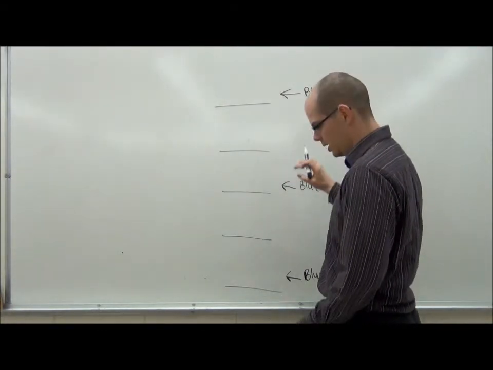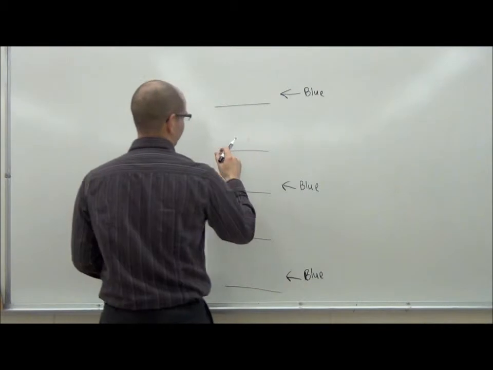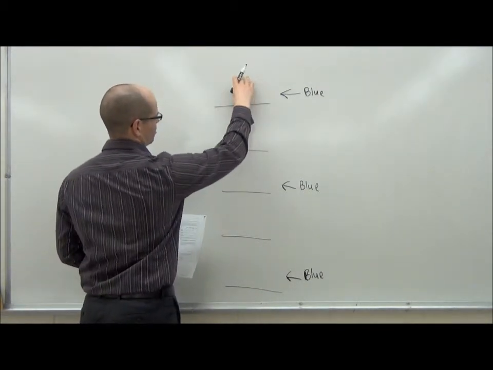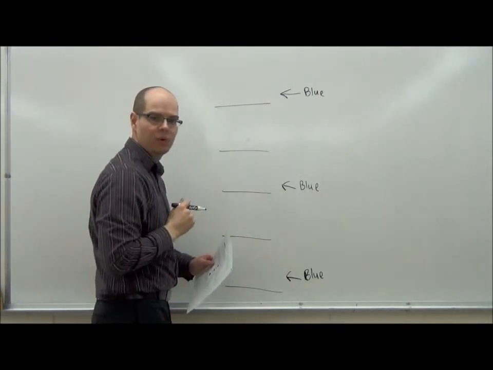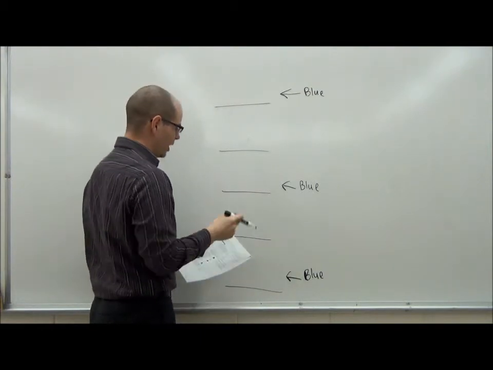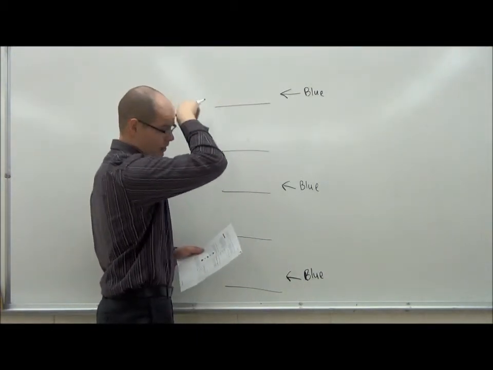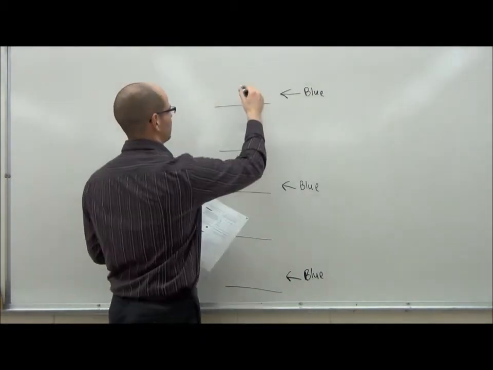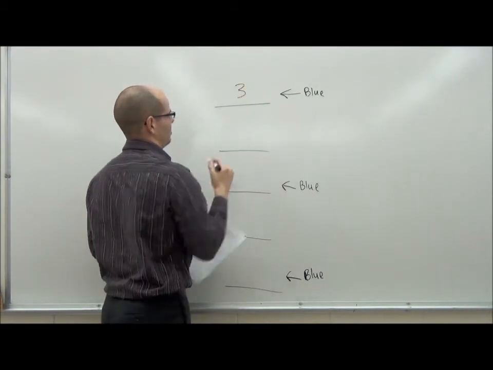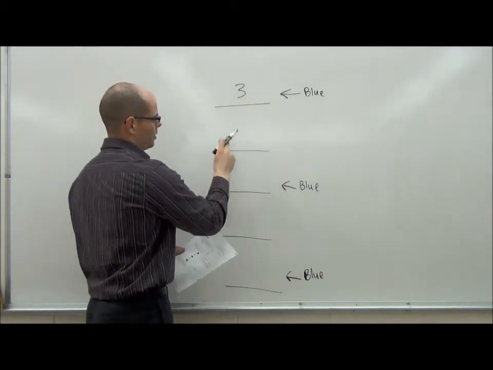So I'm going to start at the top. Now, in my first option here, how many choices do I have? Well, there's 3 blue tents. I can put any one of the blue tents in this spot. So I have 3 choices here. I'm going to skip this one. I'm going to go to here.